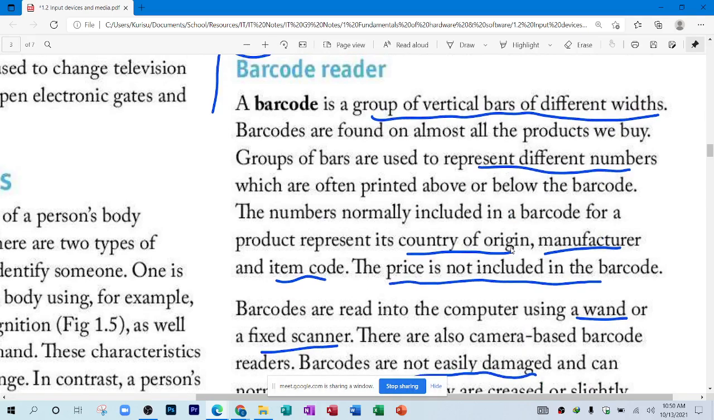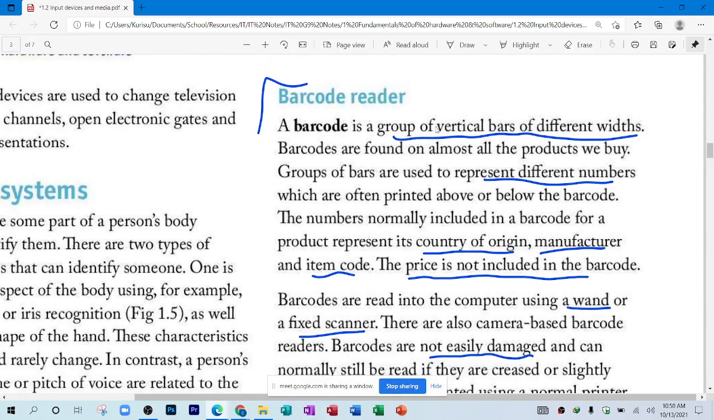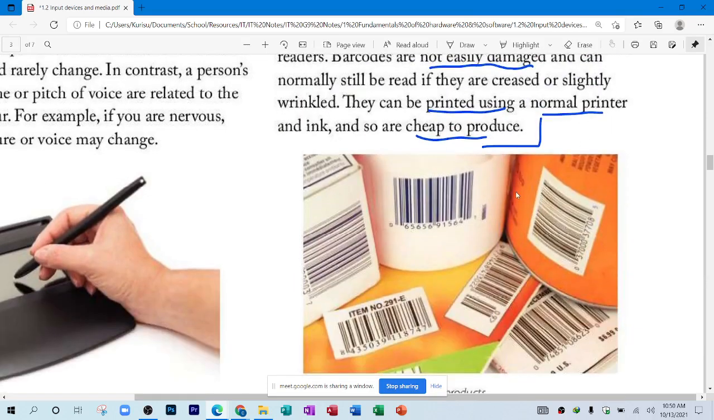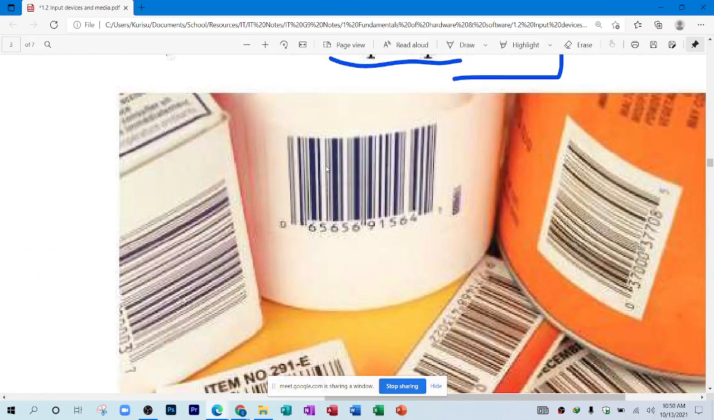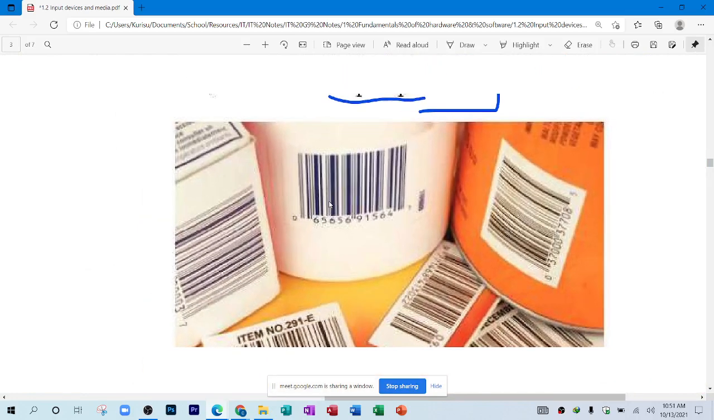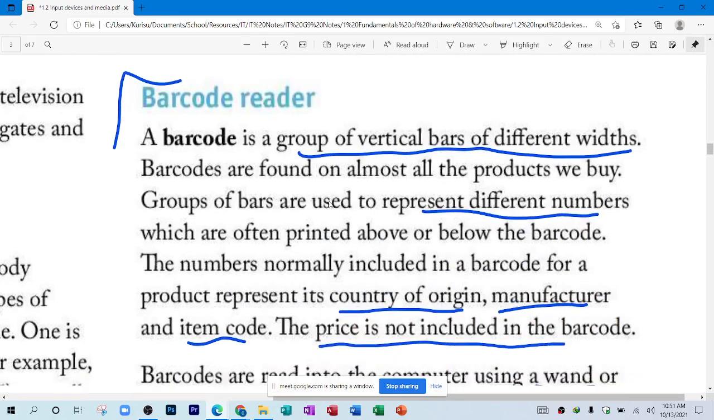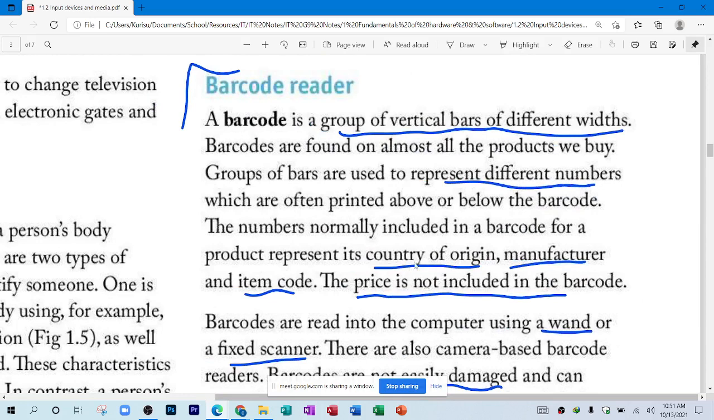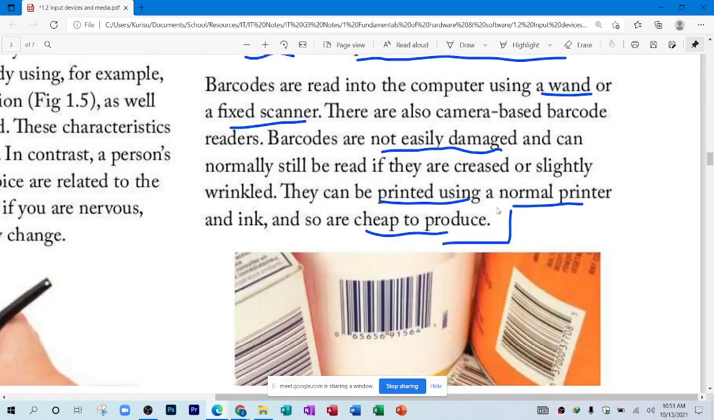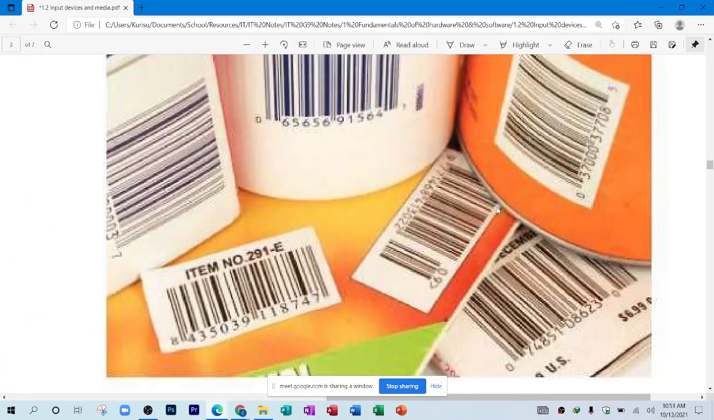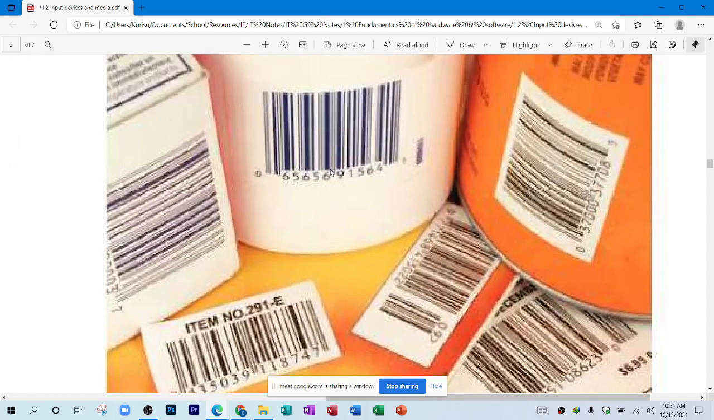Now, that barcode, as mentioned here, is a group of vertical bars of different widths. So if you notice, there are vertical bars and some have different widths, and that would represent the different forms of data. So the different bars correspond to different numbers. And those numbers are either below or at the top of the barcode, as you can see in the image here.